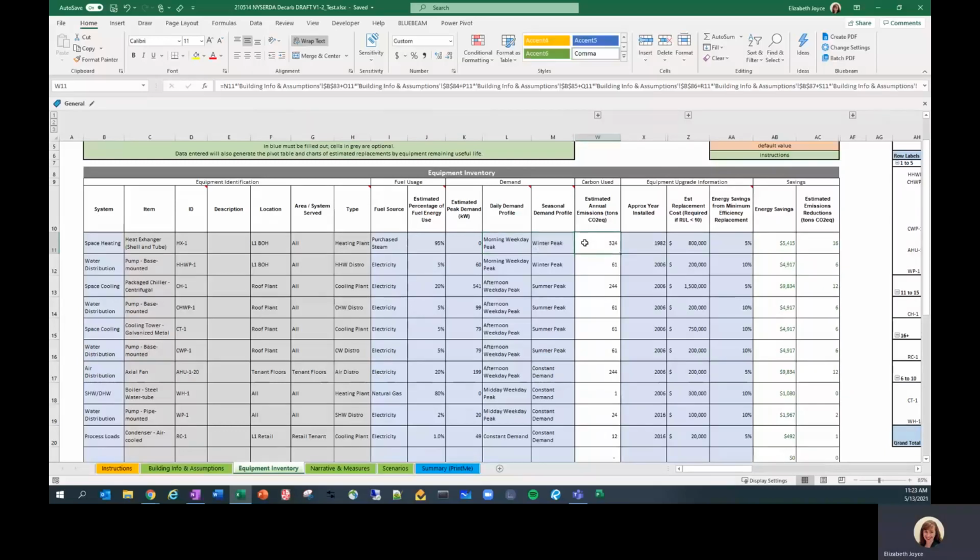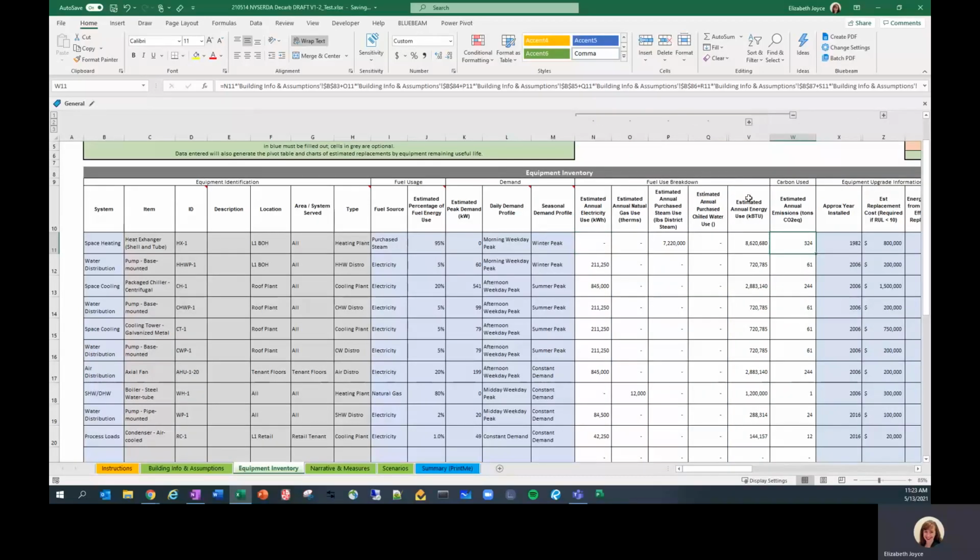Based on the information that you entered, the tool will estimate the annual emissions associated with that piece of equipment. And if you expand here, you can see that it also fills out other types of energy. So you can cross-check that against submetering data if you have it, for example.